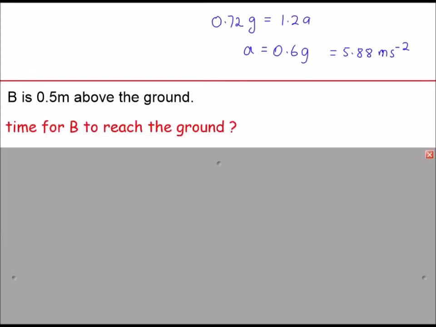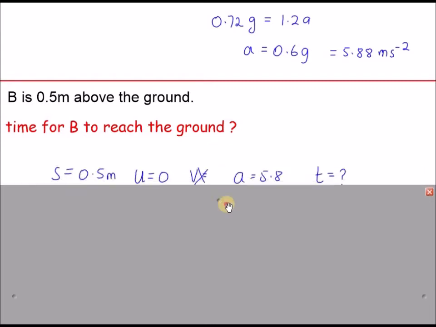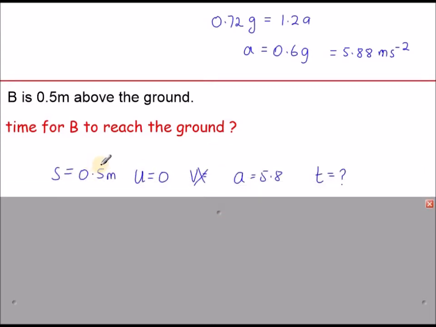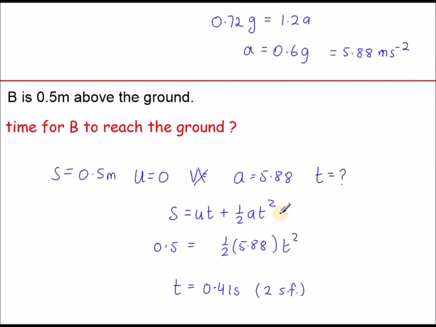So the time for B to reach the ground, it's 0.5 meters above the ground. Initial velocity is 0, the whole system is stationary initially. We're not interested in the final velocity. The acceleration we have already, and we need the value of t, how long it takes. So finding an appropriate SUVAT formula and substituting the values in, the initial value for u is 0, so 0 times t is 0, so there's no term there for this part of the formula. And remember to square root at the end, that's t squared, and it's 0.41 seconds to two significant figures.